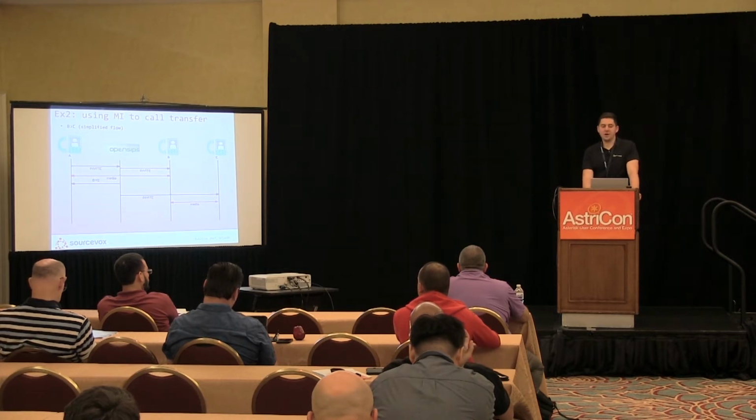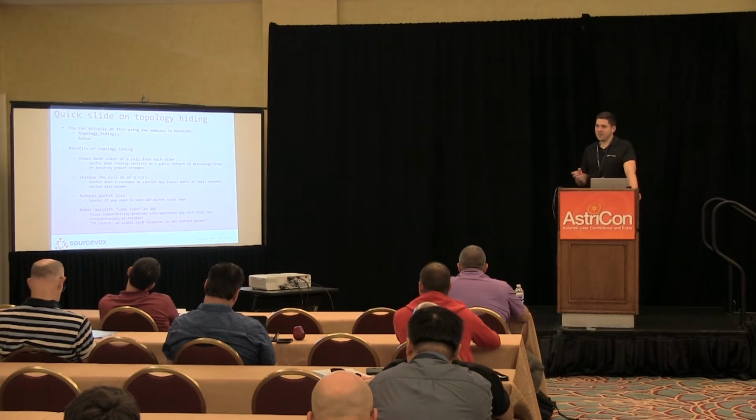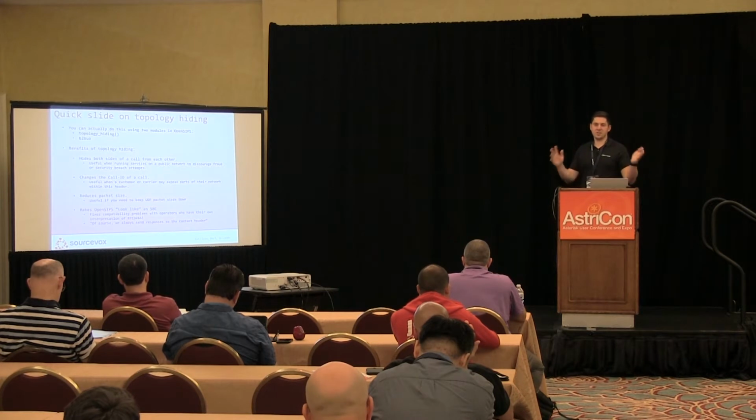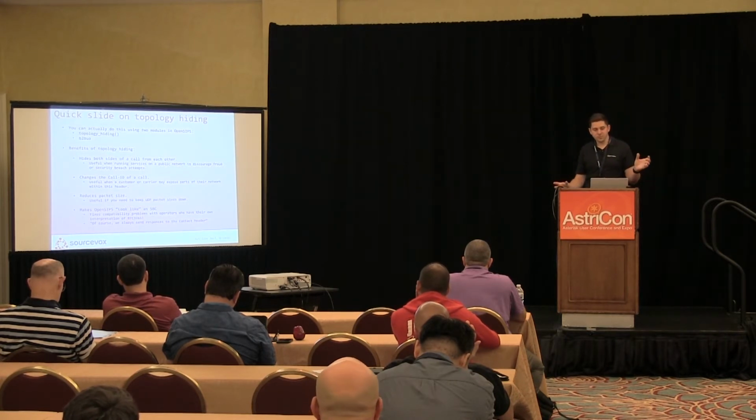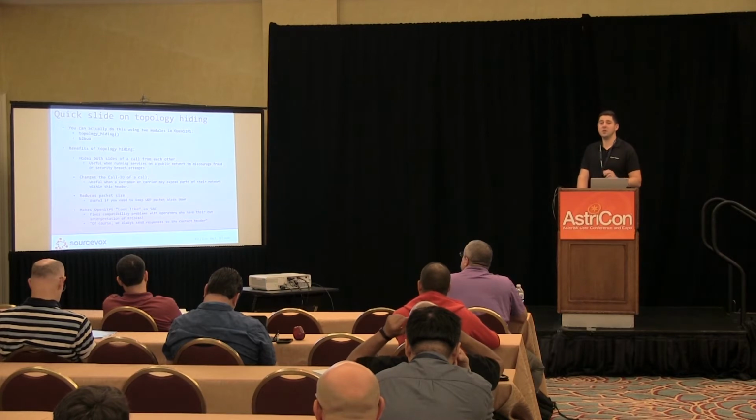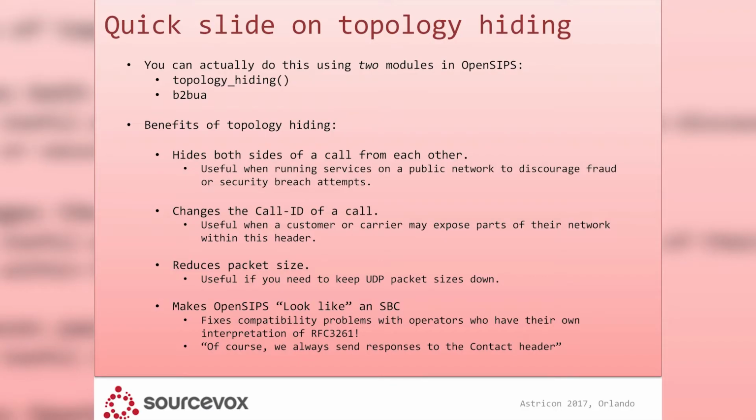Okay, just a quick note on topology hiding, because I think it's quite relevant. At the beginning, I talked about the back-to-back user agent by default performing topology hiding as an inbuilt scenario, and it will basically hide the two sides of a call from each other. If that's all you need to do, there is another module available in OpenSIPS called Topology Hiding, which will achieve the same goal. It will hide the two sides of a call from each other, but you still retain control of the script.